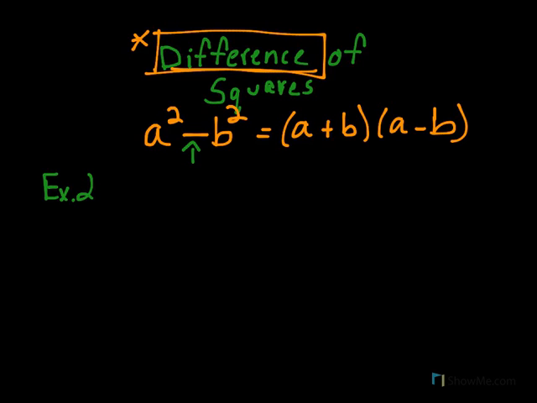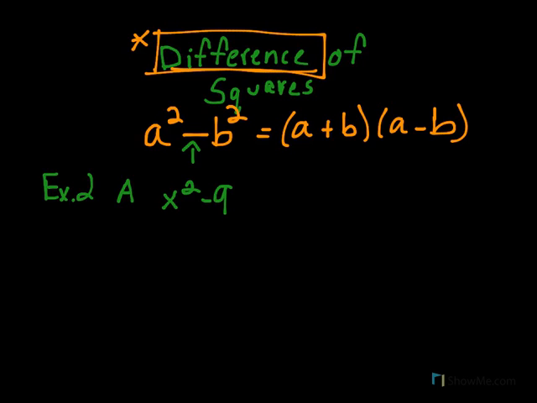So here we go, we're going to do example 2. Let's do example 2a. I'm going to start with something simple that should make sense. Let's say we have x squared minus 9. That is our example A.